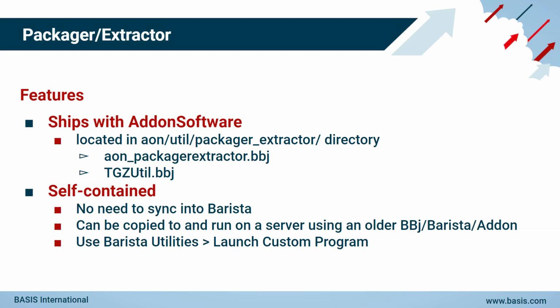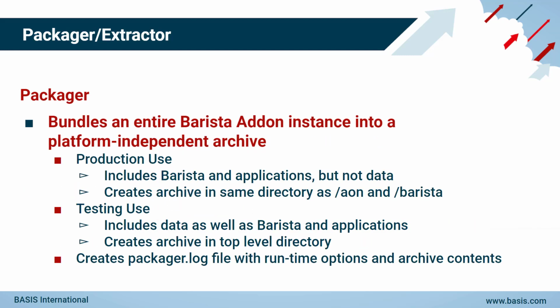The packager extractor program handles the user interface and the main processing, and the TGZ util contains a couple of custom classes used by the packager extractor to manage the mechanics of archiving and extracting. Since it's a standalone utility, you don't need to sync anything into Barista or hook it up to a menu. It's easy to copy-paste the packager extractor directory to a server that's running an older version. To run it, you launch the demo version of add-on and use the custom program launcher found in the Barista Utilities menu.